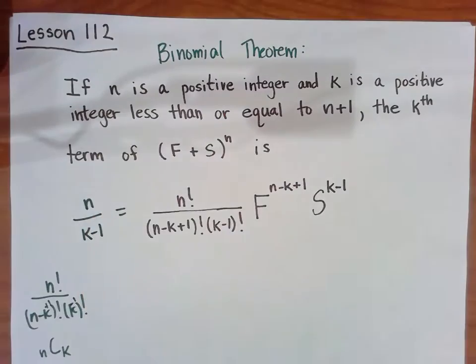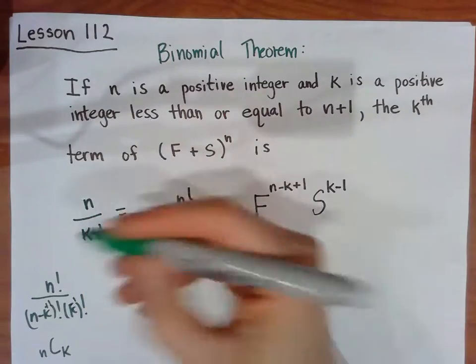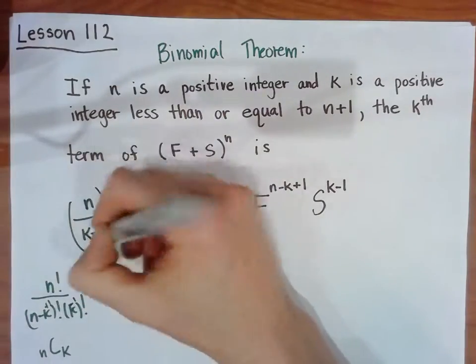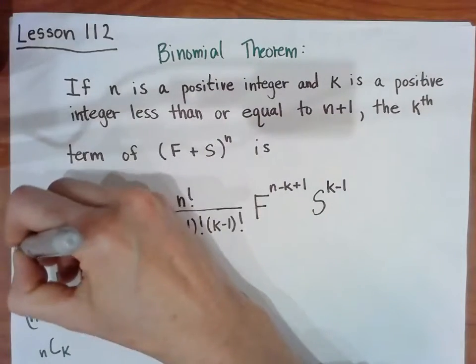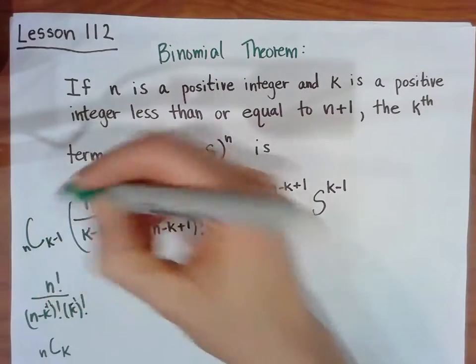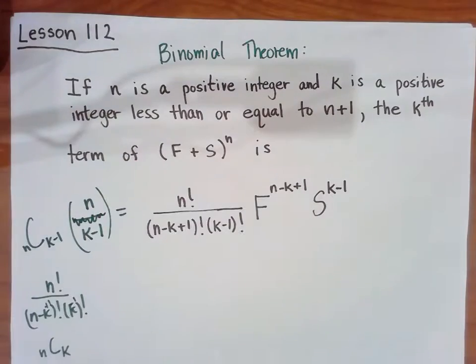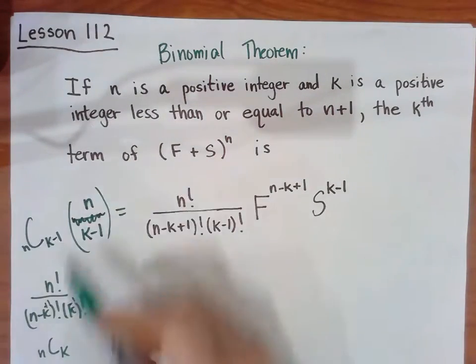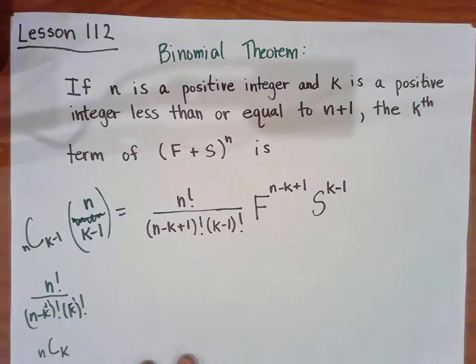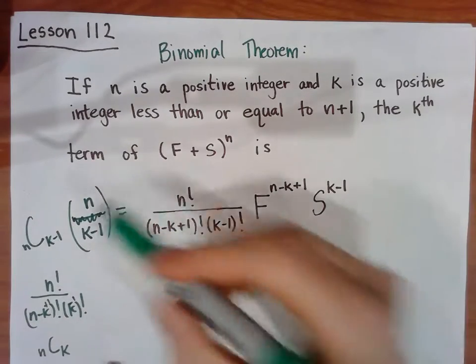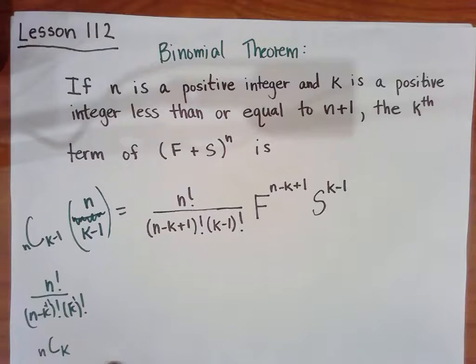k minus 1. N choose k minus 1. Growing up, I always wrote it this way, within little parentheses, n choose k minus 1. It's sort of hard for me to get out of the habit of that.